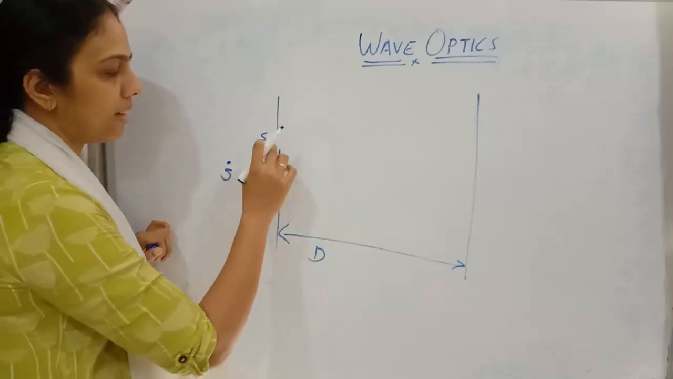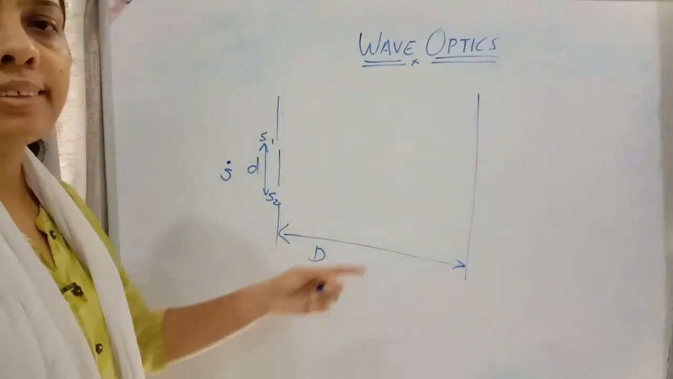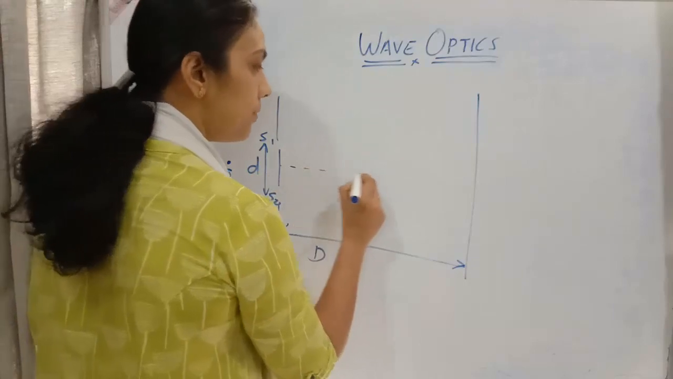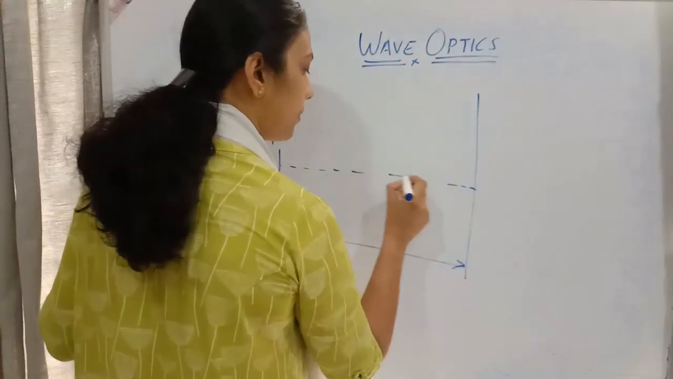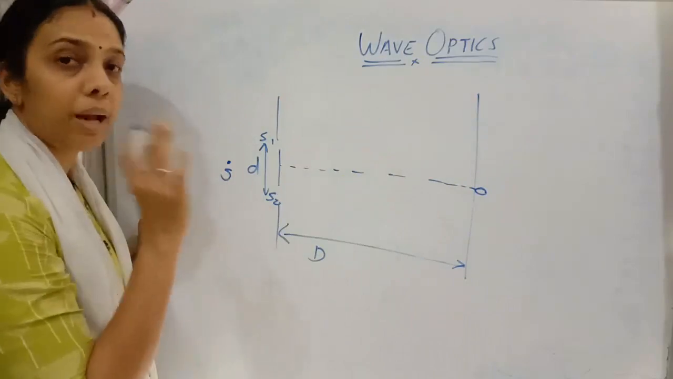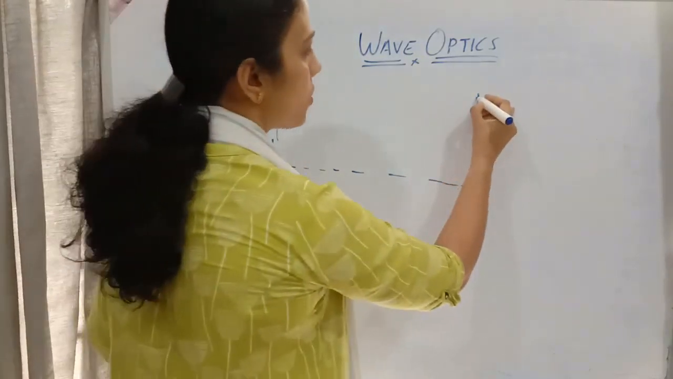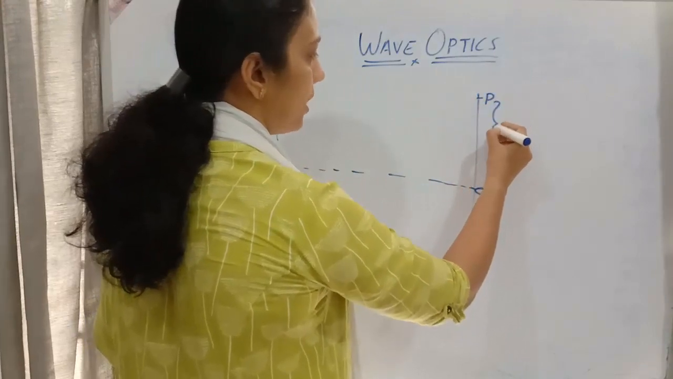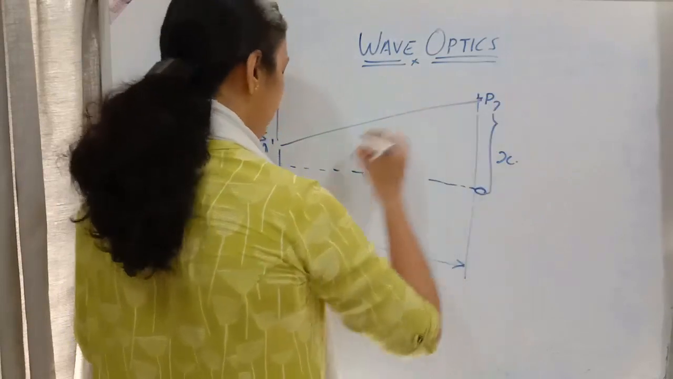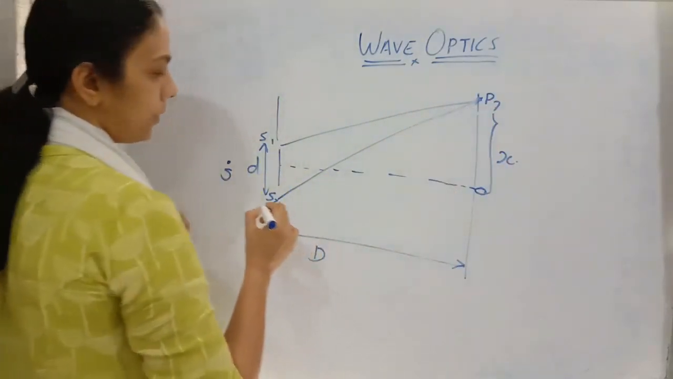When these waves interfere with each other, we will get alternate dark and bright fringes over here. The center fringe will be O, which is a bright fringe. After that, alternate dark and bright fringes will be obtained. If I consider a point P here at a distance X from this, we will get the waves interfering at that point.